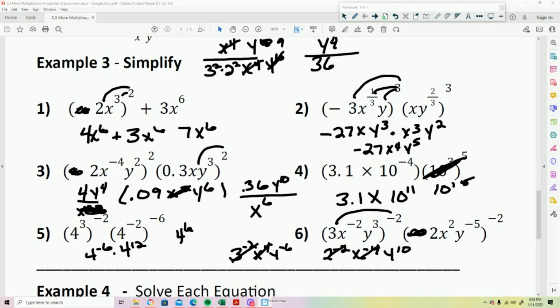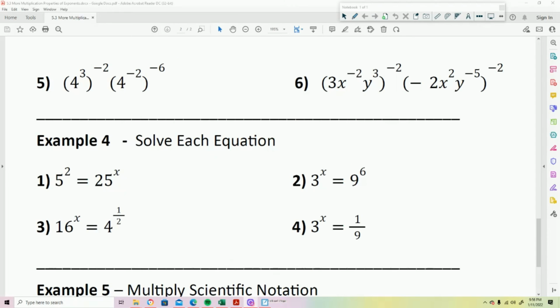Okay, those were kind of tricky. But if you just keep at it and are careful to do everything correctly, it's not that bad in the end. Okay, for solving equations, it just takes a little bit of logic. A little logic. Let's look at number 1.